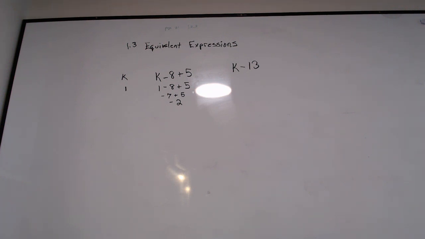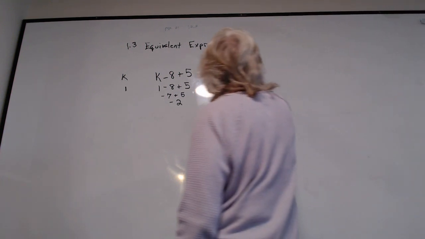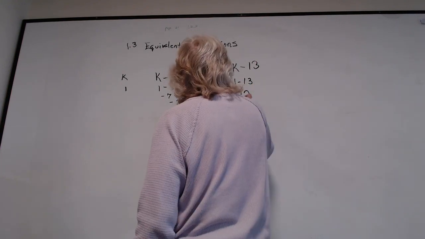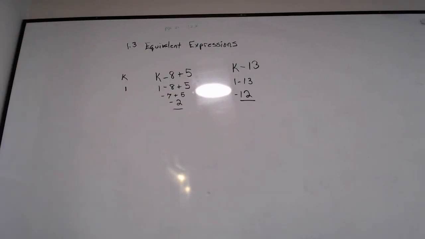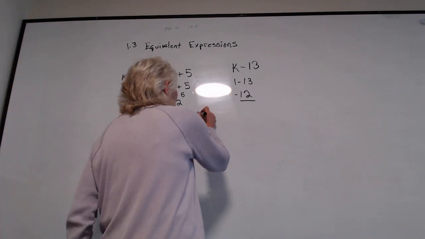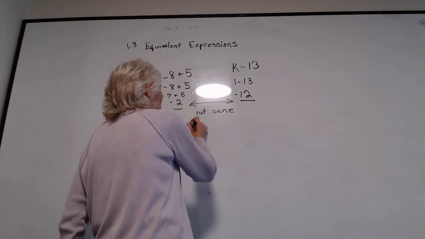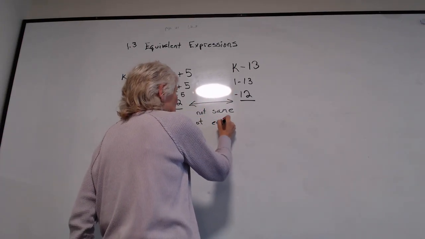Sometimes I put all my positives together and then subtract it from my negatives. Or vice versa, depending on which one's positive, which one's negative. Okay? Over here, it's going to be 1 minus 13 is minus 12, right? Because 1 minus 13 is negative 12. Right now, without doing 2 and 3, are these equivalent? No. Not the same answer. So, not equivalent.